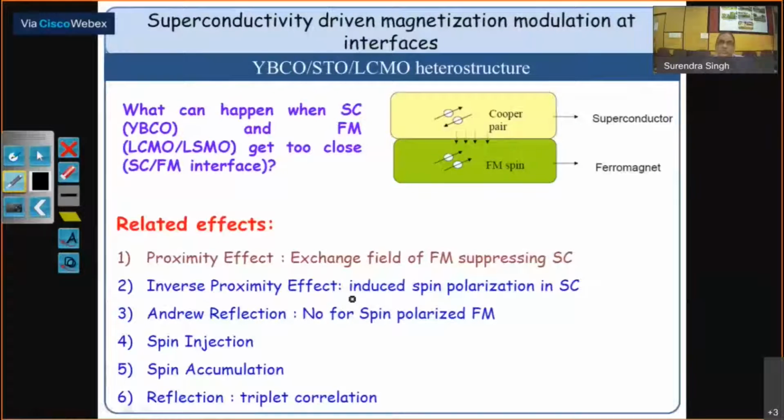And then there is an inverse proximity effect. There is Andreev reflection, spin injection, spin accumulation, reflection; all these phenomena happen. So let us see. We will consider, and explain something about this one.